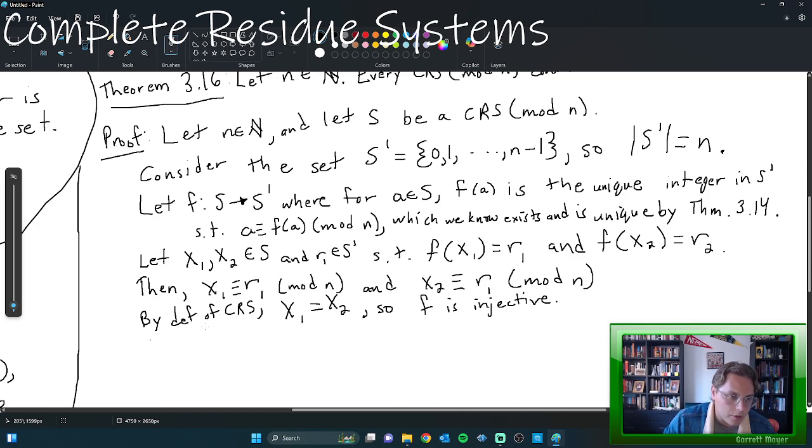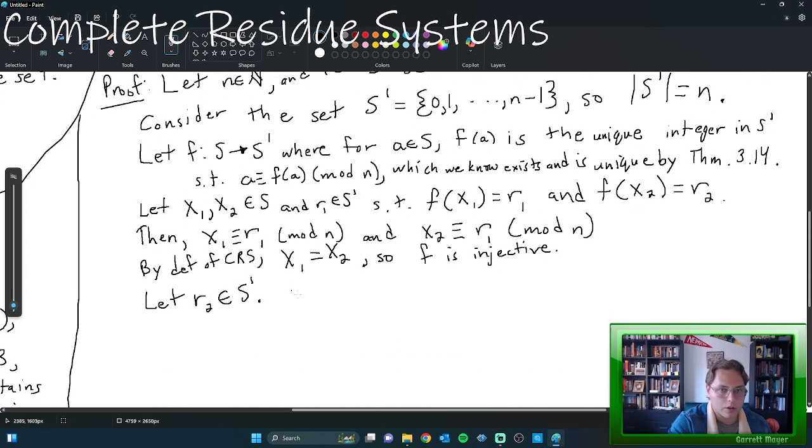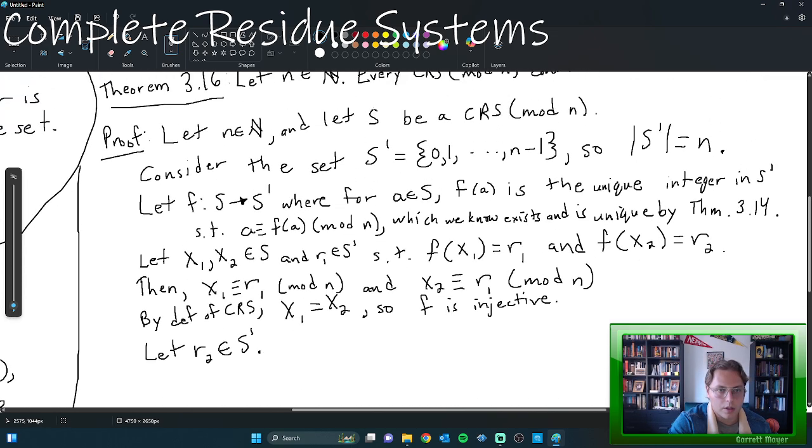And then for the next part, we're going to prove surjectivity. So we're going to start by letting R2 be an element of S prime, which is an element of the codomain. We need to show that there's a number in the CRS that we defined above that is congruent to R2. There needs to be some number in the CRS that the function would map to R2.